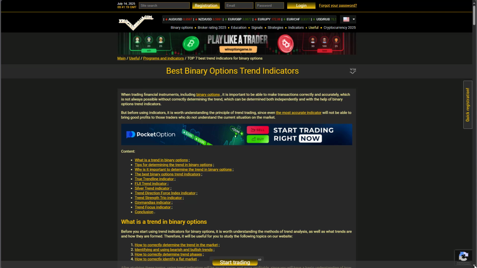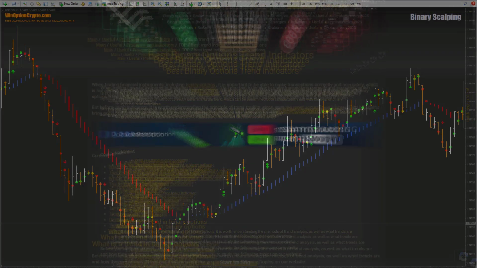A detailed review of such tools is presented in the article, The Best Binary Options Trend Indicators. Choose a suitable trend indicator and test it in a pair with the non-lag multicolored dots. This will help you make its trading signals even more reliable.